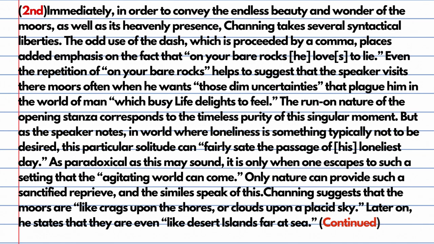So as paradoxical as this may sound, it is only when one escapes to such a setting that the agitating world can come. Only nature can provide such a sanctified reprieve. And the similes speak of this, right? We got to keep in mind, we promised a discussion of the similes. So we got the setting, we got the syntax. Now we move on to the similes. Channing suggests that the moors are like crags upon the shores or clouds upon a placid sky. Later on, he states that they are even like the desert islands far at sea. So we got plenty of support, plenty of analysis going on here.